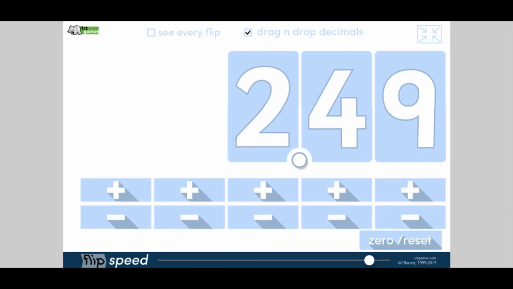So I do recommend having a go and having a look at it, even if it's just to check your answers. Remember, to get the decimal point up, you need to click on the drag and drop decimal box at the top, and then you can put the decimal point like we have here. So we've got 2 decimal places on this place here.